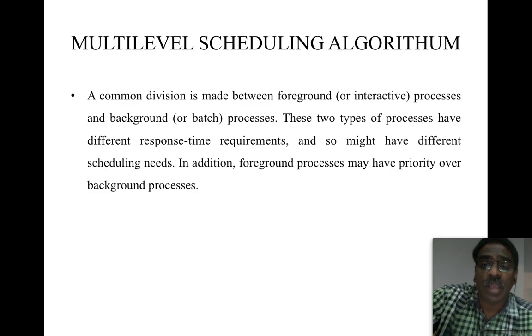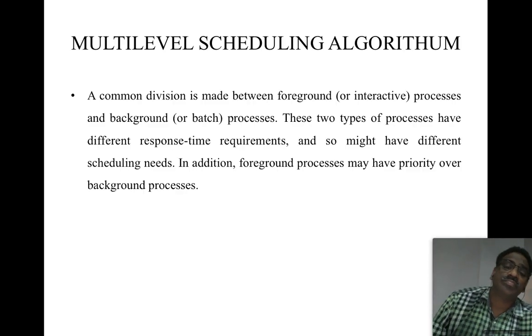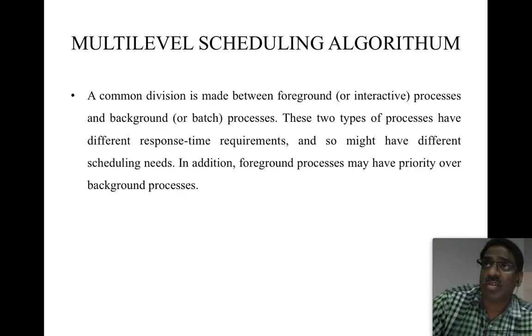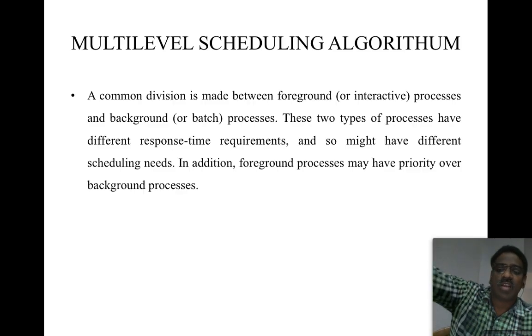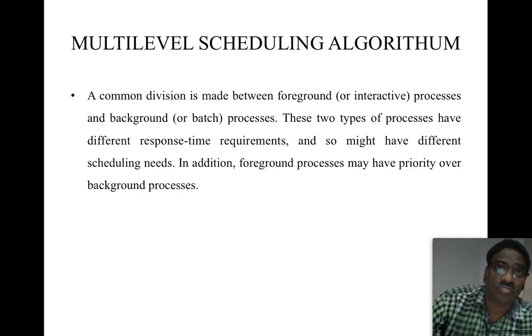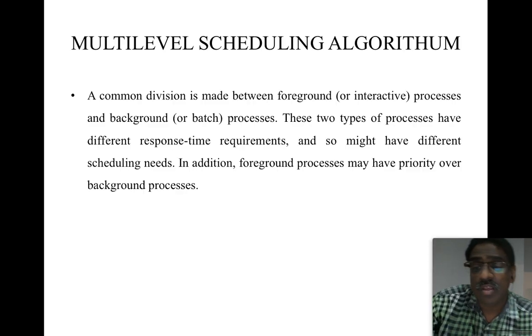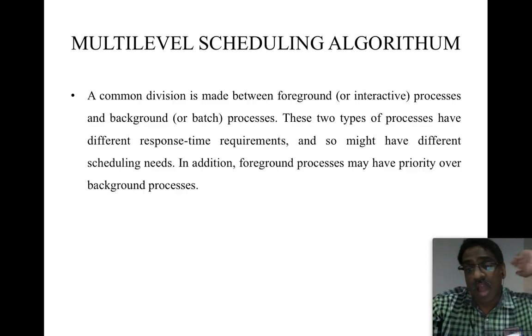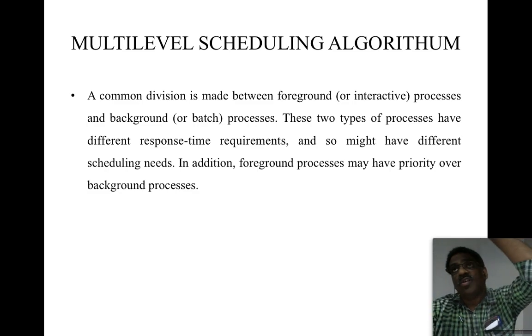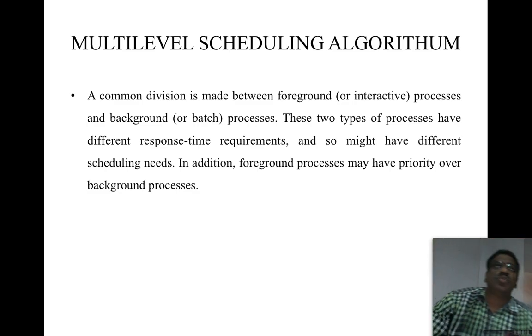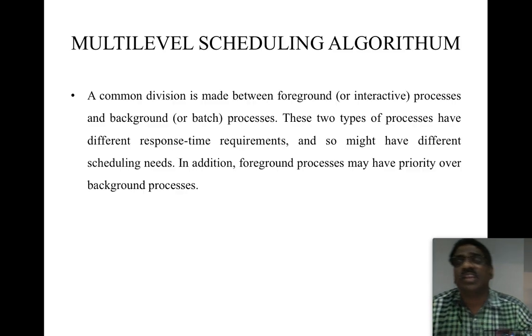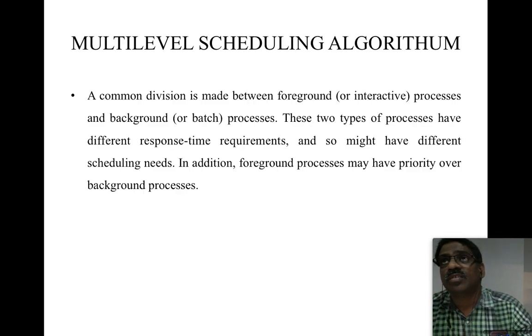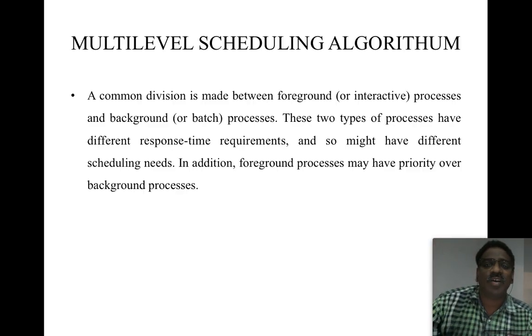A foreground process is executed depending upon the priority task. For background processes, most of the time you have to give the priority to the foreground, not the background. Long-time processes are executed in the background. Where less time is needed, the process will automatically be executed in the foreground. That is the concept of the multi-level scheduling algorithm.